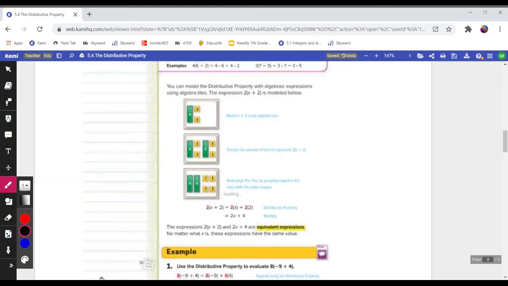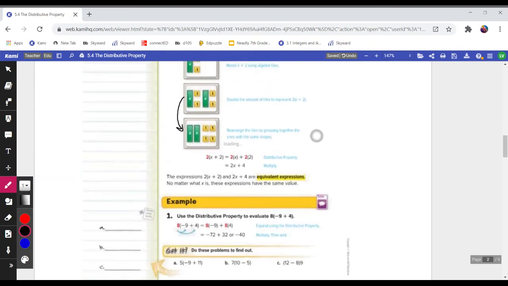First, we take our algebra tiles and make x plus 2. So the green tile is our variable x. The yellow tiles that are labeled with 1s are representing our number 2. Then the second step is to double the amount to represent 2 times the quantity x plus 2. If you notice from the second box to the third box, they've rearranged the x's and the 1s. This is so then it makes it easier to see that it is actually 2x plus 4 after you've distributed.